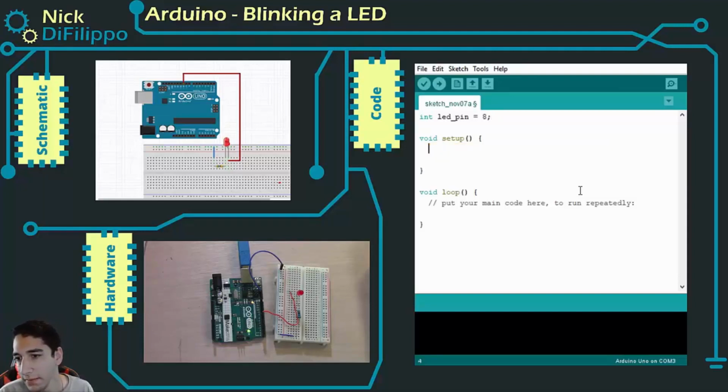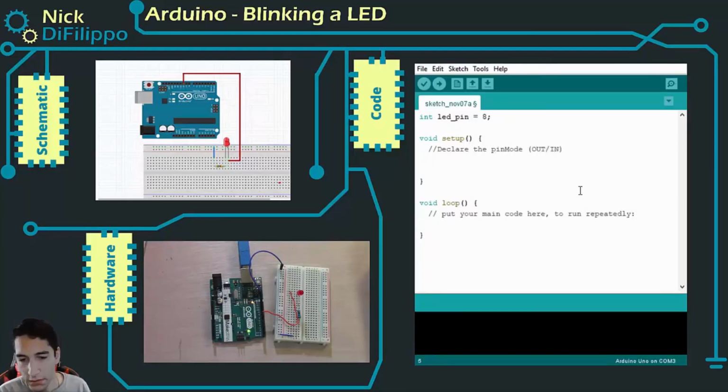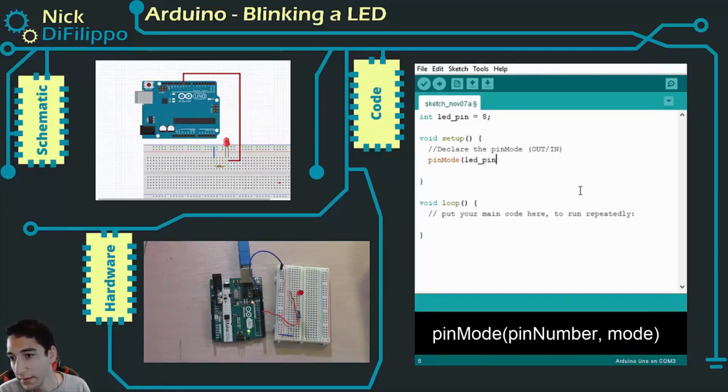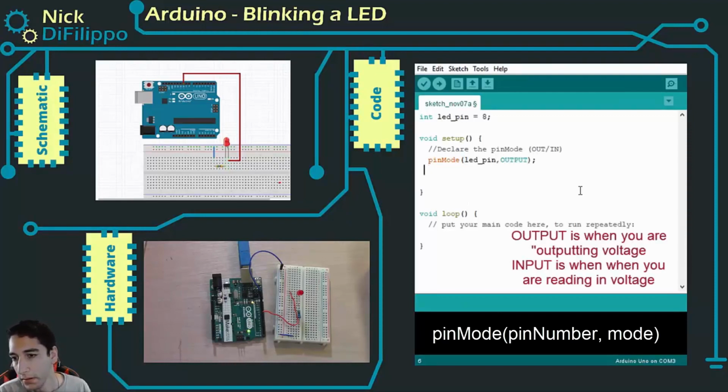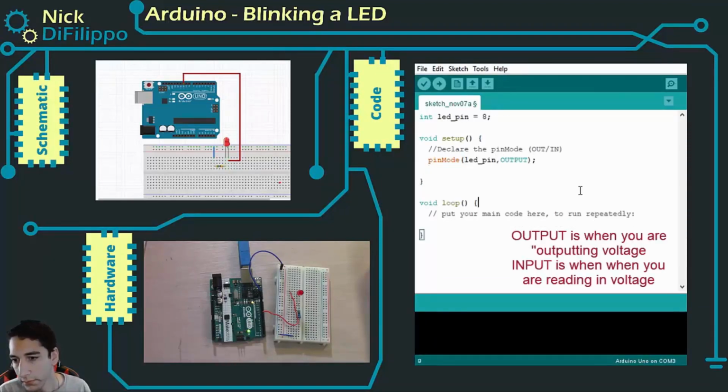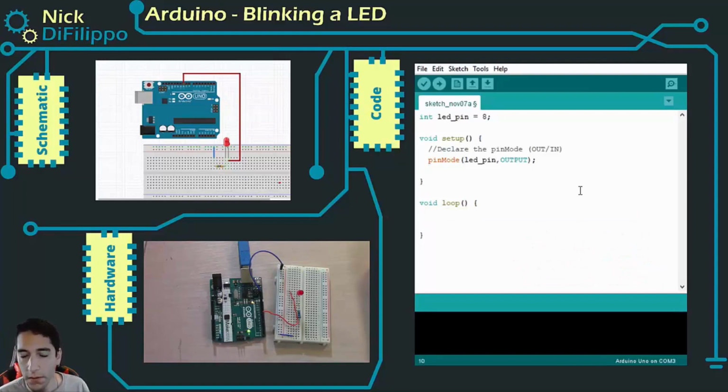And in the setup, I need to first declare the pin mode, which would be output or input. So to do that, I say pinMode, I do my LED pin. So it's telling me pin 8 needs to be an output. And then in my loop, all I want to do is turn the LED high, then turn the LED low. And I want to wait a second in between it being high and being low.